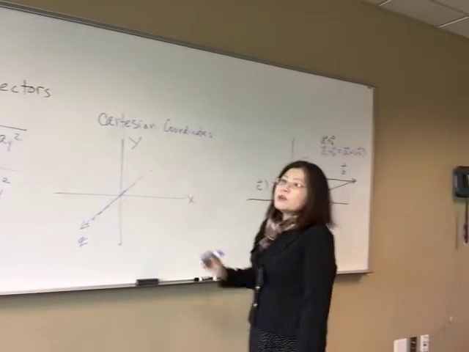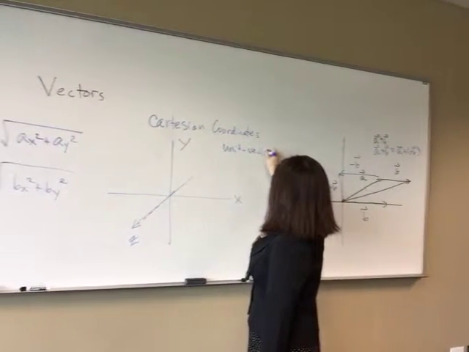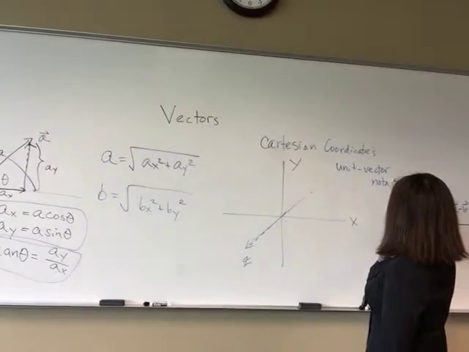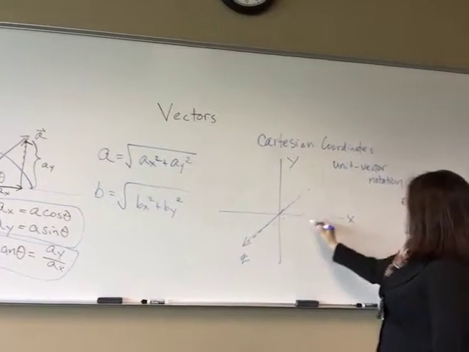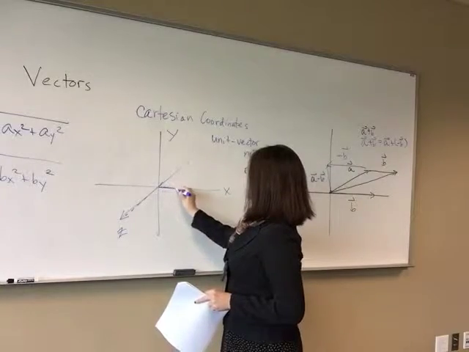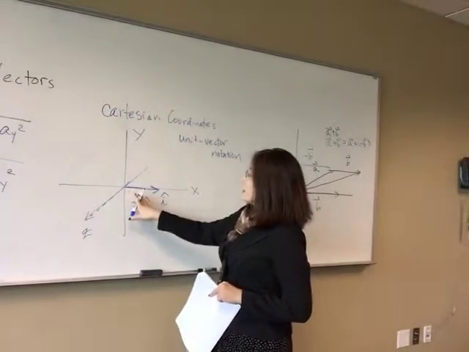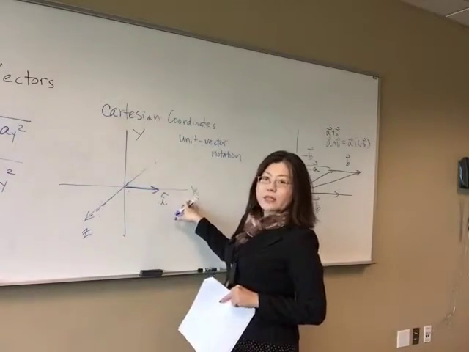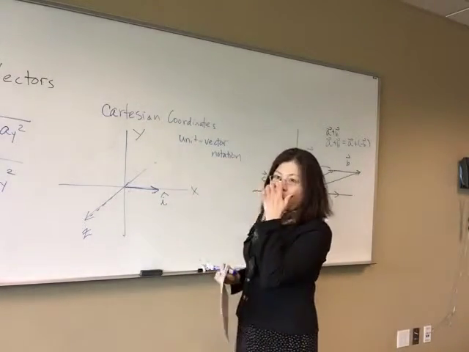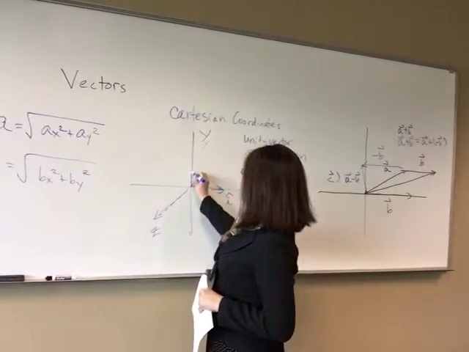So, in unit vector notation, in the x direction, we call that i hat. It has the direction of the positive x-axis. It has a magnitude of 1, okay? What about y? In the y direction, we use j hat.